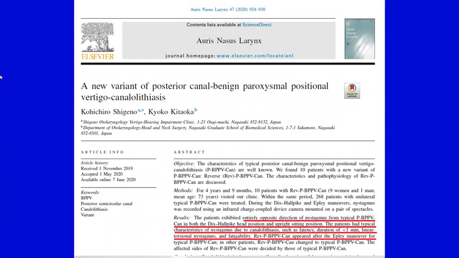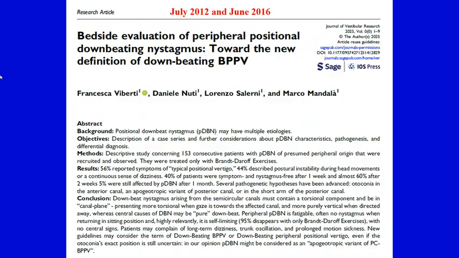Reverse posterior semicircular canal BPPV appeared after the Epley maneuver for typical posterior semicircular canalolithiasis. In other cases, the reverse posterior semicircular canal BPPV can be changed to typical posterior semicircular canalolithiasis. The affected sites of the reverse posterior semicircular canal BPPV were decided by those of typical posterior semicircular canal BPPV.